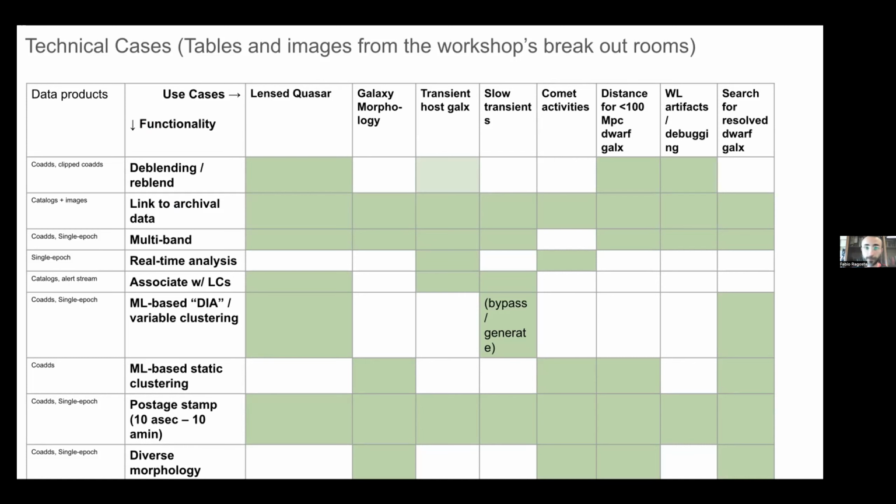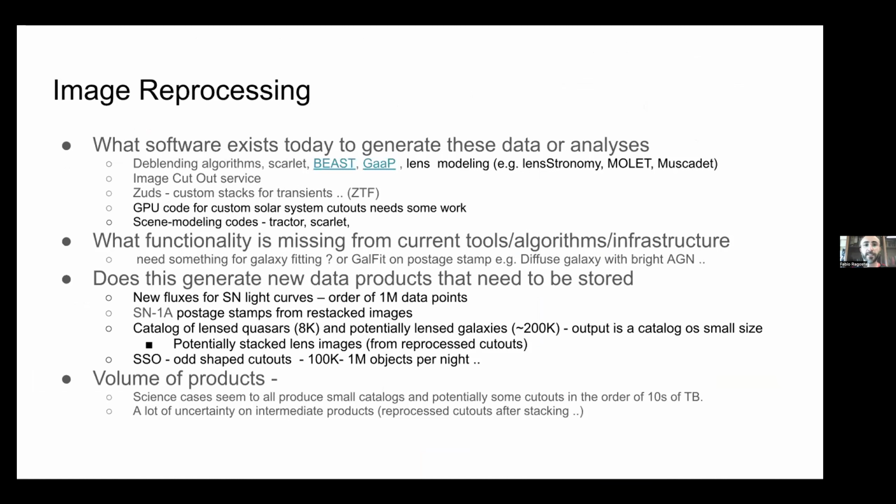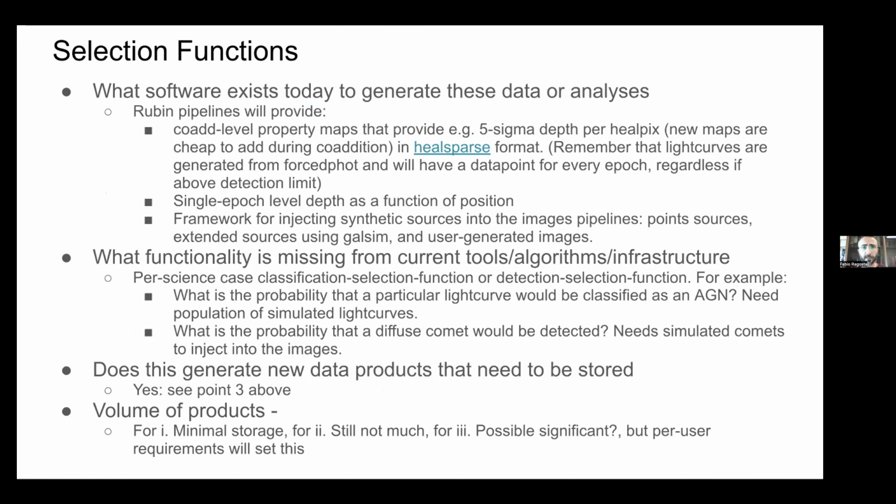And if you go to the next slide, you can see the four steps of our discussion. We started from the software that exists. We stepped on the functionality that was missing, and we discussed how the new data products need to be stored and the volume of product that will be produced. And we did this for the different areas of the technical aspect, so for the image processing, and if you go on the next slide, you will see another example for the selection function.